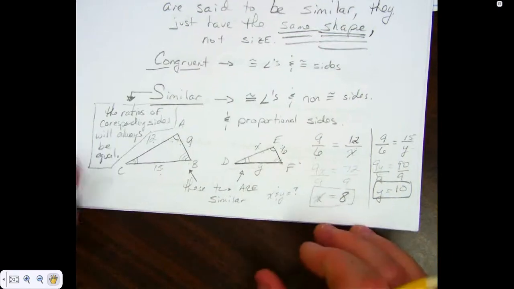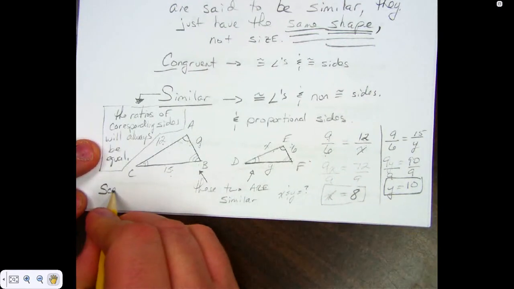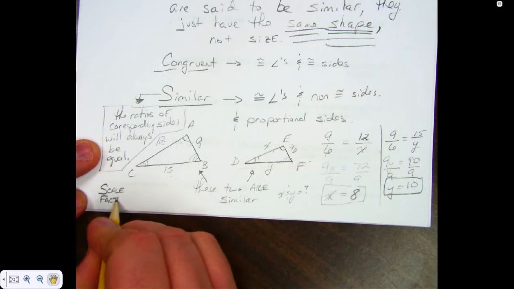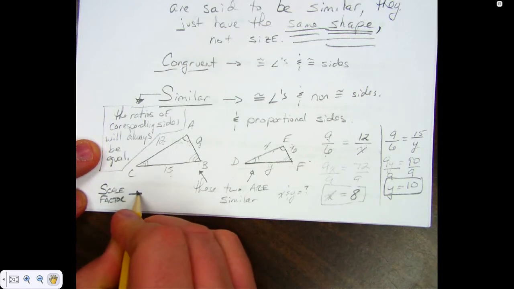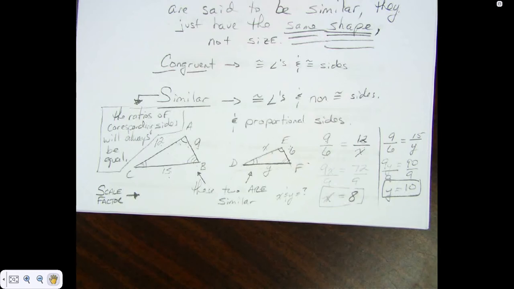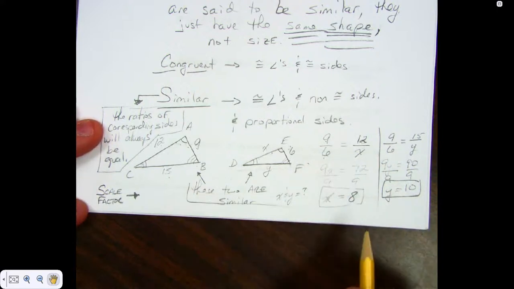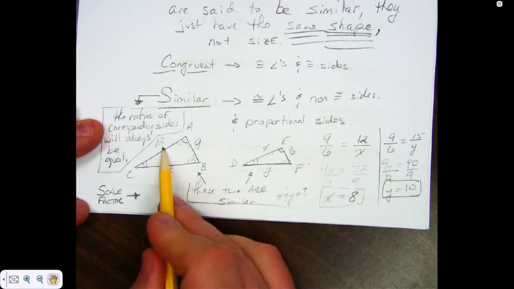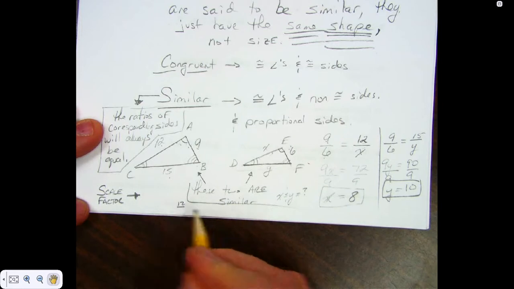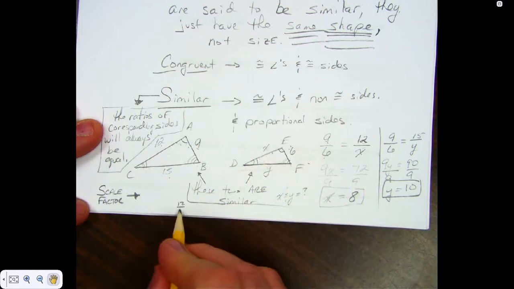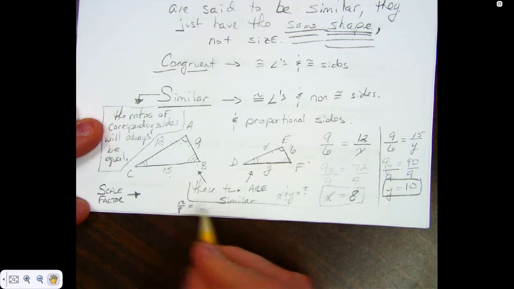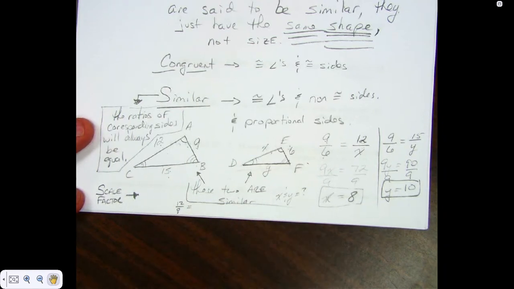The last thing to talk about here is what is called the scale factor. What do you think the scale factor is here? Probably has something to do with figures being scaled. I'm running out of room here, but what about the ratio of the corresponding sides? It's 12 to x, which is 8. When you reduce that, what do you get?